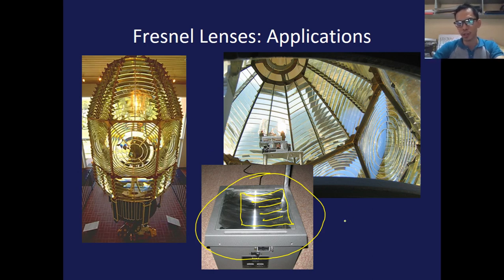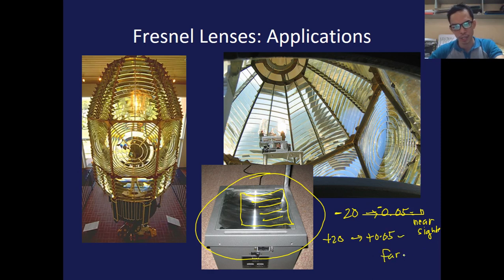Reading glasses. If the reading glass is labeled from negative 20 to negative 0.05, that is for nearsighted people. If you happen to see a reading glass which is rated from positive 20 to positive 0.05, that is for far-sighted patients. So reading glasses also use lenses. Other applications are the microscope, telescope, and cameras. Those are some sample applications of lenses.